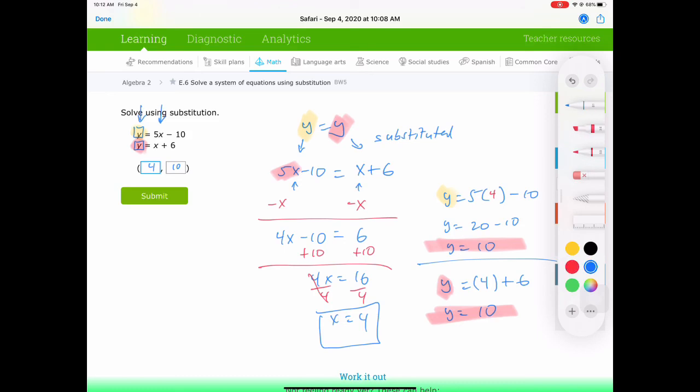Our goal is to find the same x and y for both equations. And if I want to double check, I say, is 10 equal to 5 times 4 minus 10? That's 10 is equal to 20 minus 10. Yes, that is a true statement for the first equation. And the second equation, y is equal to 10 and x is equal to 4, so 4 plus 6 is 10, so 10 is equal to 10. So this answer of 4 and 10, x and y, is true for both equations.